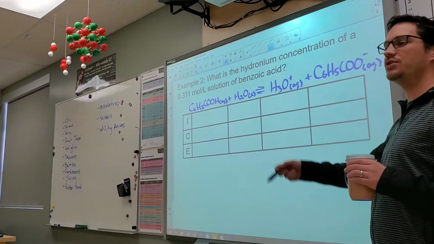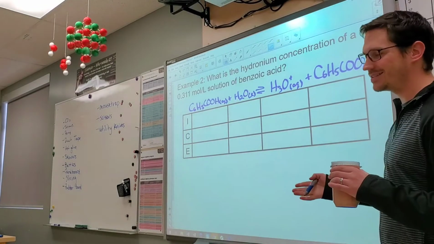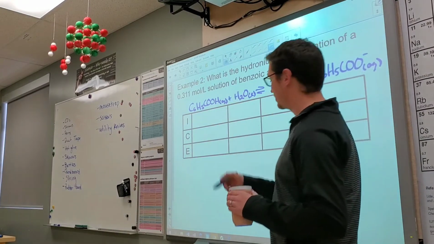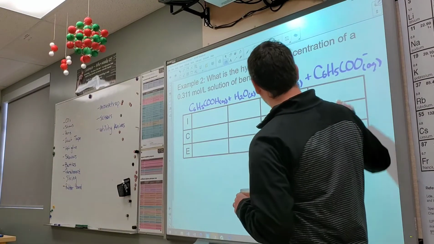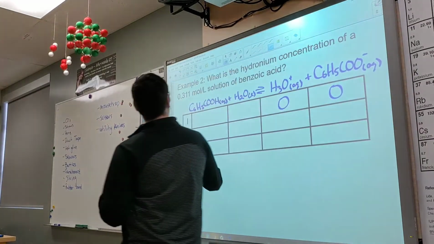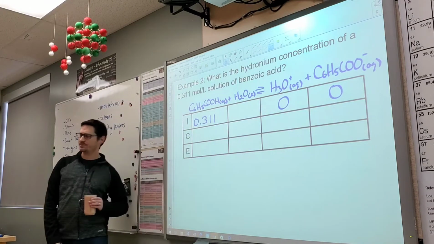How much hydronium do you start with in pure water? Basically 0, right? You actually start with 1 times 10 to the negative 7, but it doesn't matter. You basically start with 0 of that and 0 of that. And we start with a concentration of 0.311 of this.